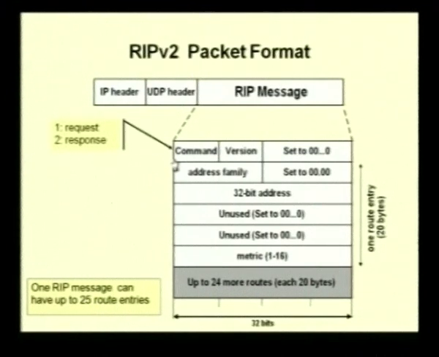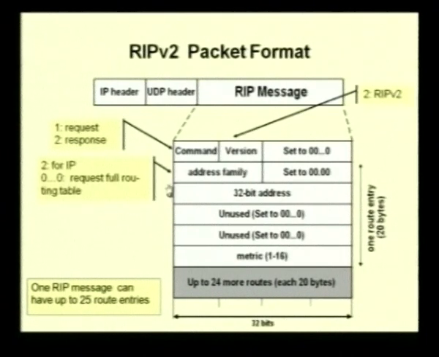This command field here identifies whether it is a request message or a response. The version here will indicate what version it is, 2 in the case of RIP version 2. The address family here indicates whether it is the IP addressing family which is used, or whether it requests a full routing table.